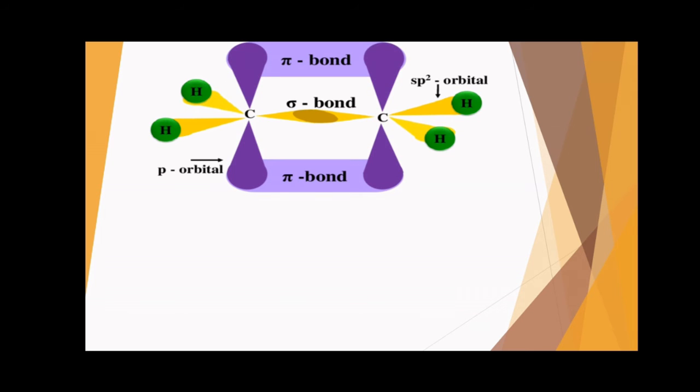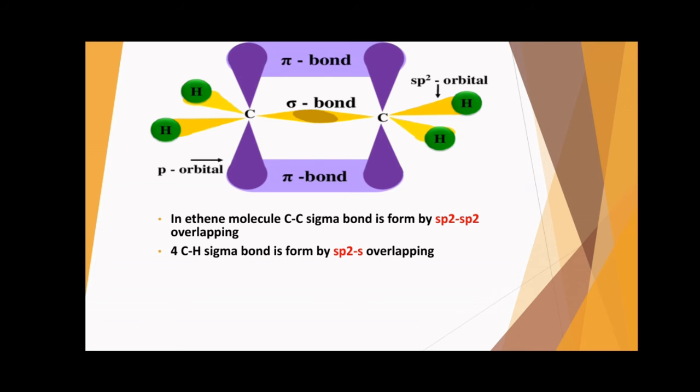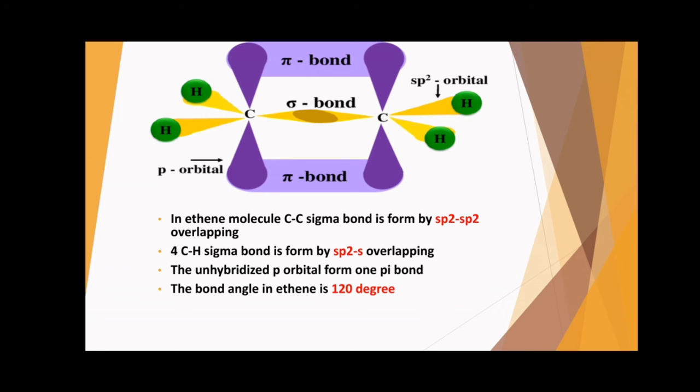Now this is the ethene molecule, which is the example of sp2 hybridization. In this ethene molecule, the carbon-carbon sigma bond is formed by sp2 and sp2 overlapping. The 4 carbon-hydrogen bonds are formed by sp2 and s overlapping. The unhybridized pz orbitals form a pi bond above and below the plane of the molecule. The bond angle between carbon-hydrogen bonds in ethene is 120 degrees.